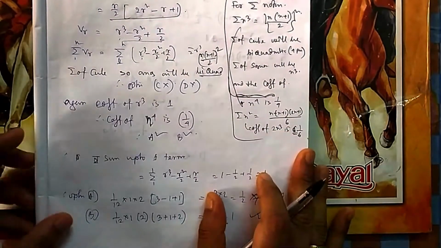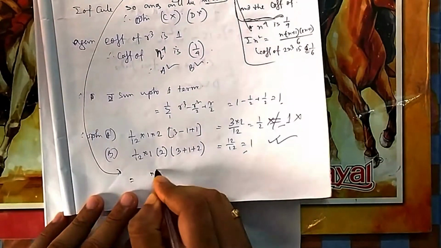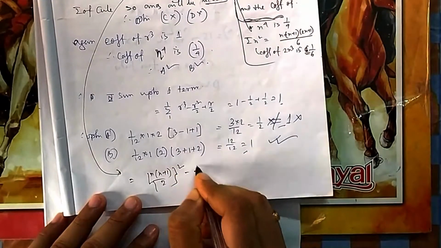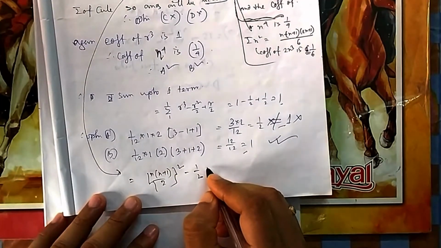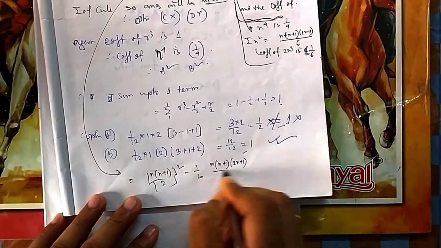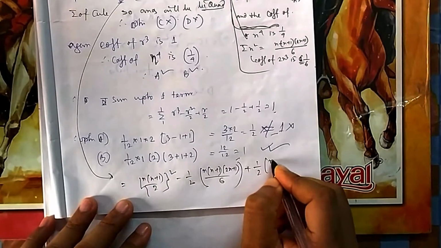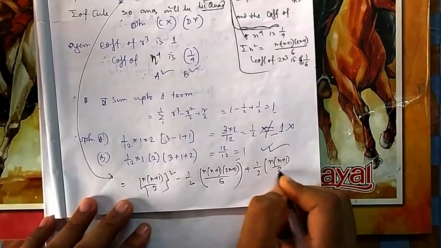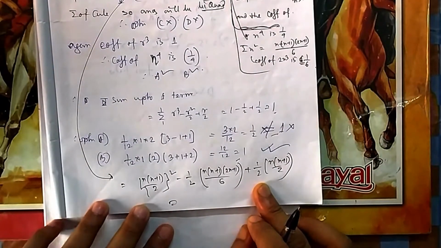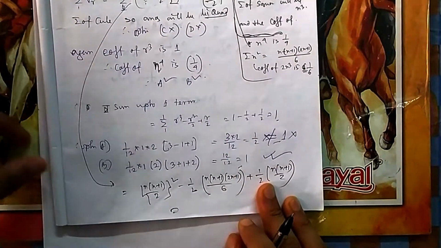Or without doing all these steps, you can directly calculate from here. Summation r cube will be n into n plus 1 by 2 whole square minus half. Summation r square will be equal to n into n plus 1 into 2n plus 1 by 6. And then half summation r will be equal to n into n plus 1 by 2. You add all these things, you will get option B. But I was trying to avoid it because it will take some time. So you choose with the option.